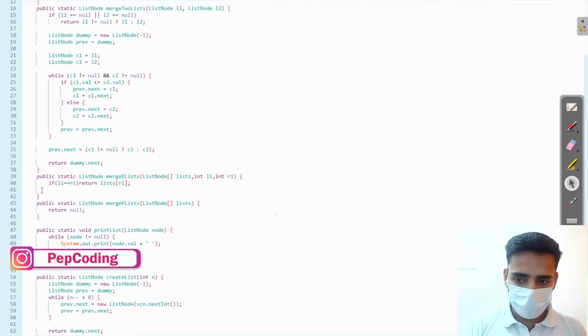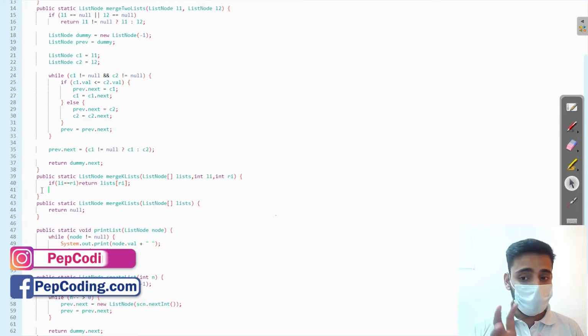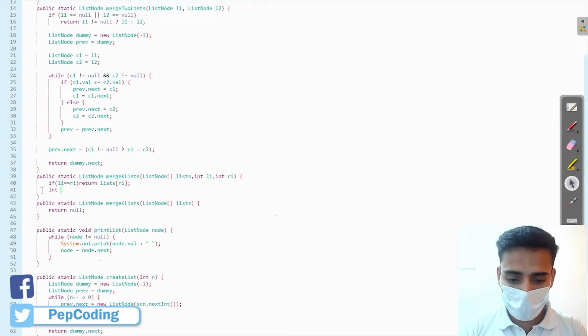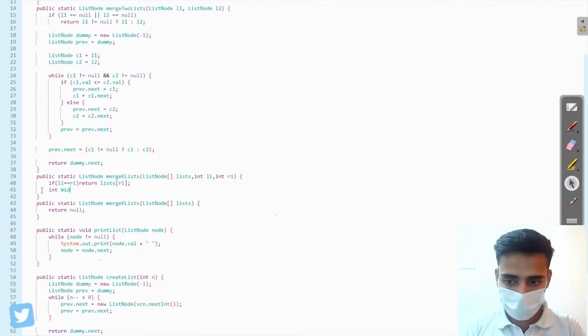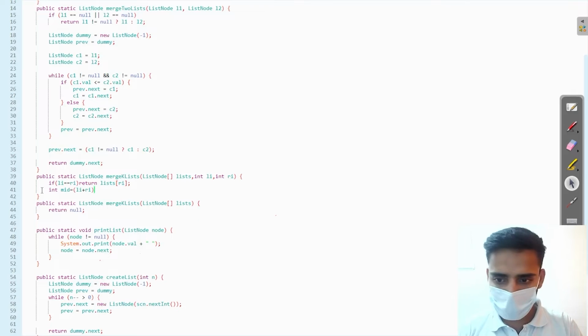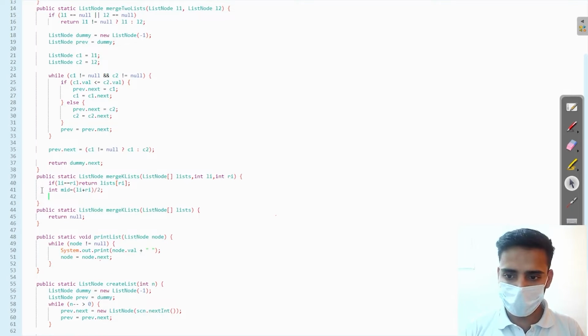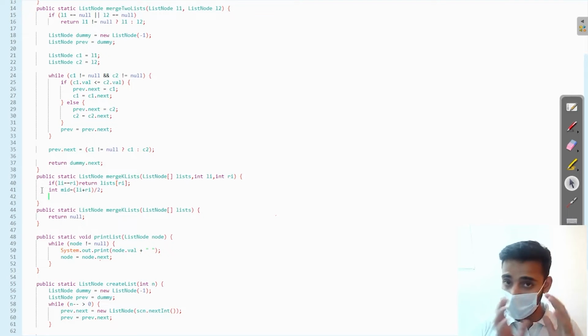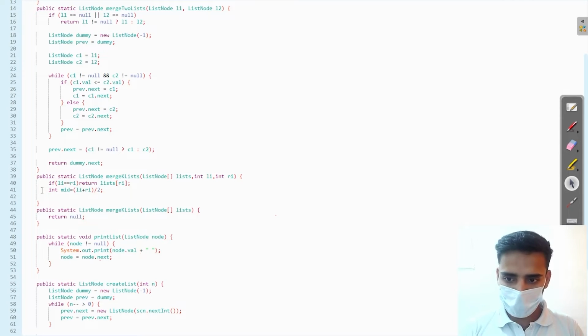Now if this is not true, we are going to take the midpoint first. Mid is li plus ri by 2. Okay, this is done. Now we are going to make the calls for the left half of the list and the right half of the list. So let's write here to make some calls.